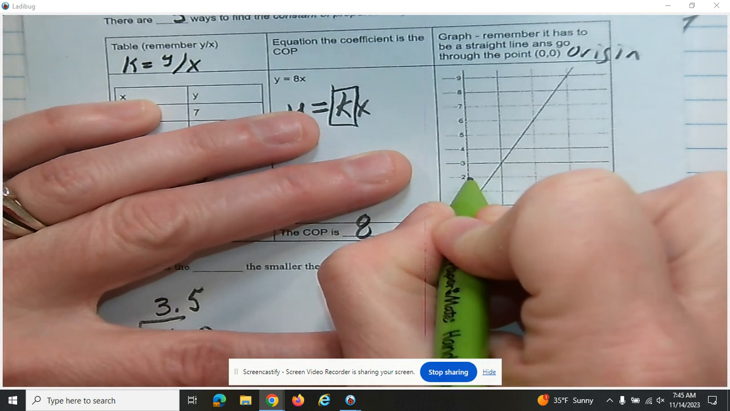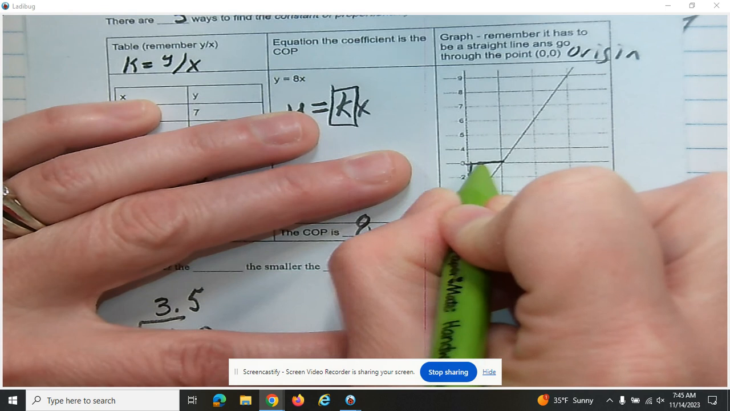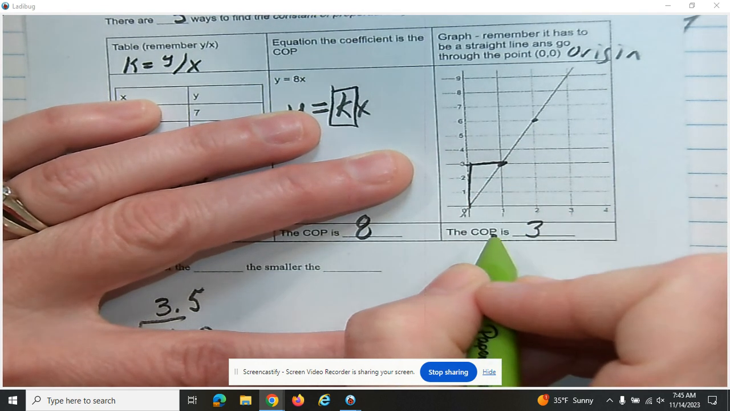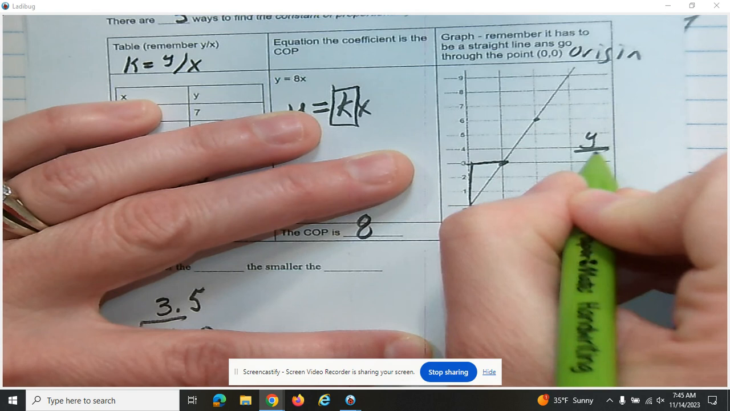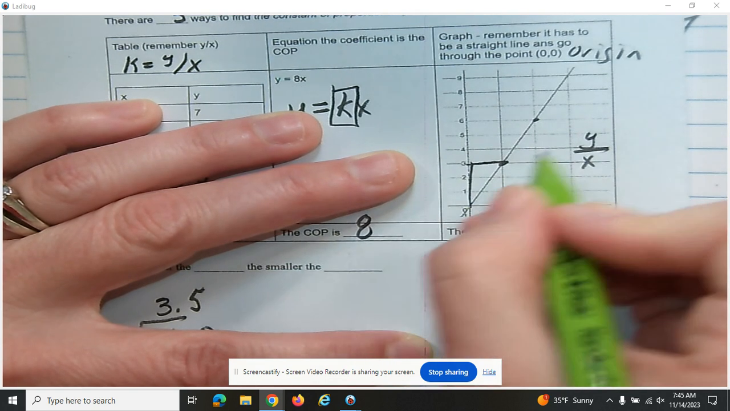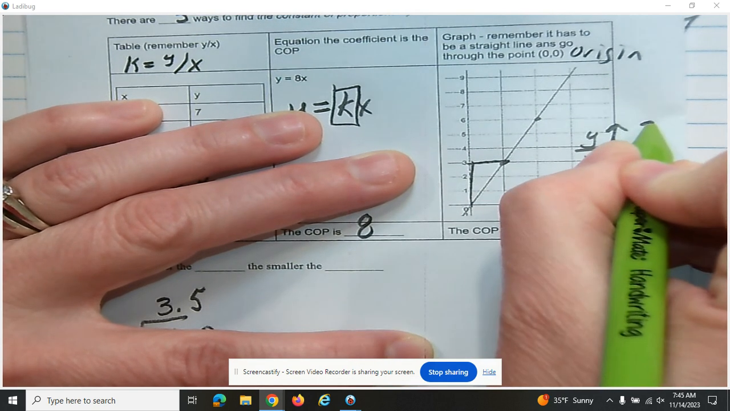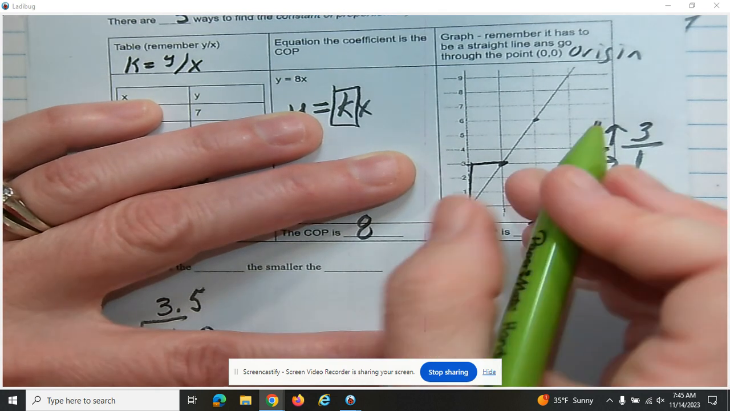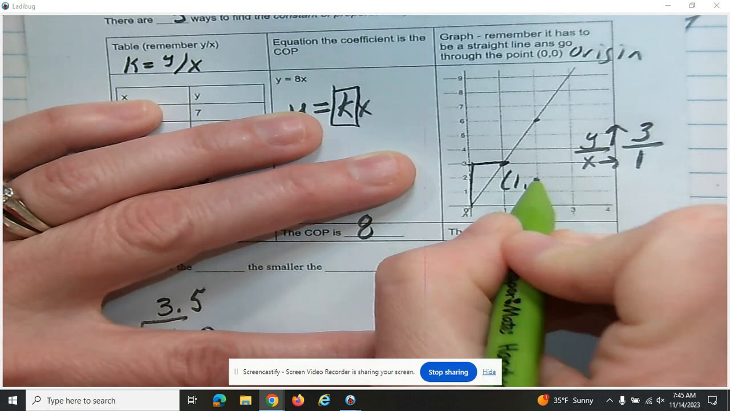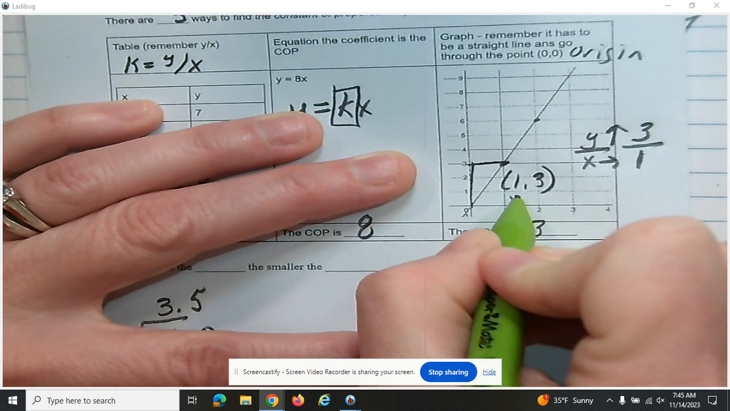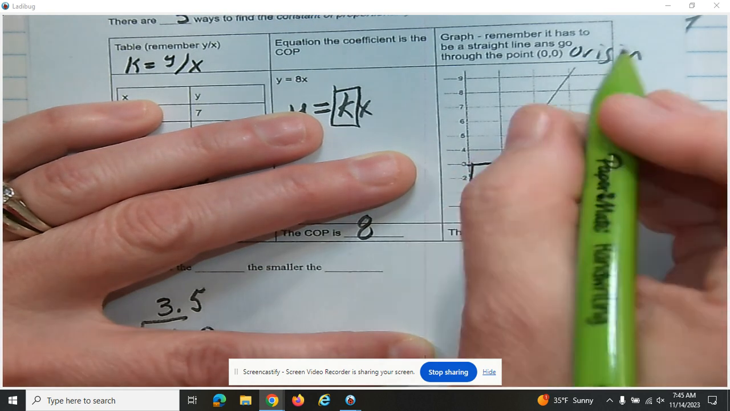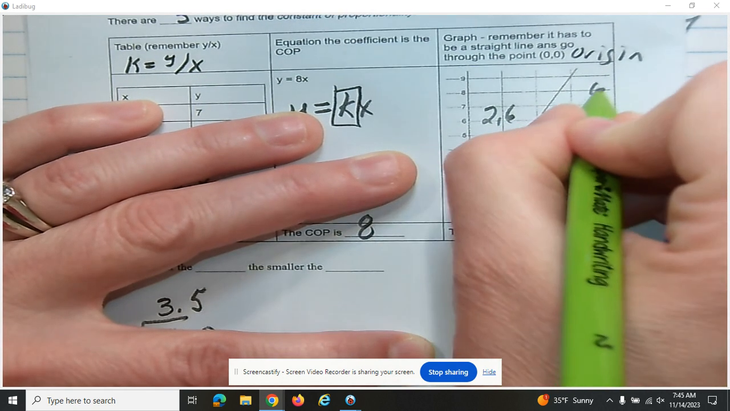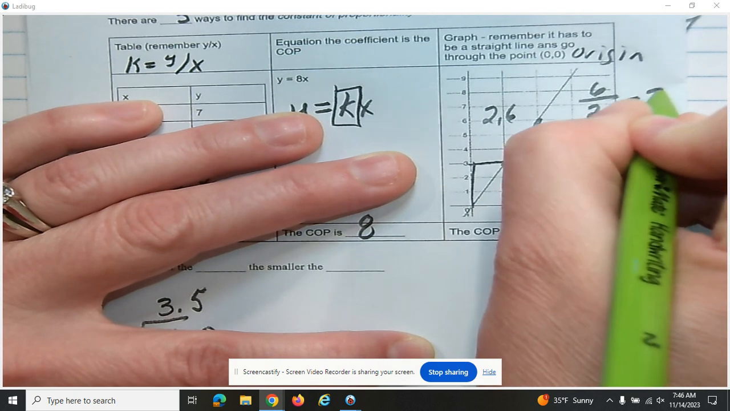You can go up and then over to where it crosses a line. I went up 3 over 1. Because remember, y over x. Going up is your y, so that is 3. Going over is your x, that's 1. Or I can find my point, which is 1, 3. X is your first number, y is your second number. This one here is 2, 6. 6 divided by 2 goes down to 3.